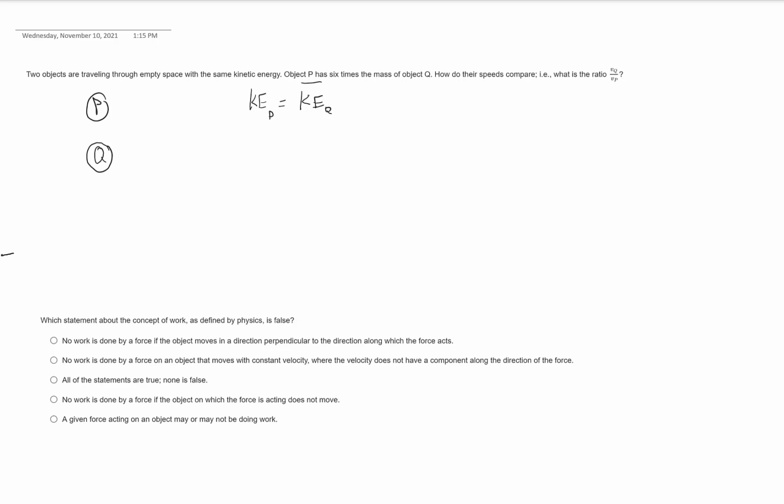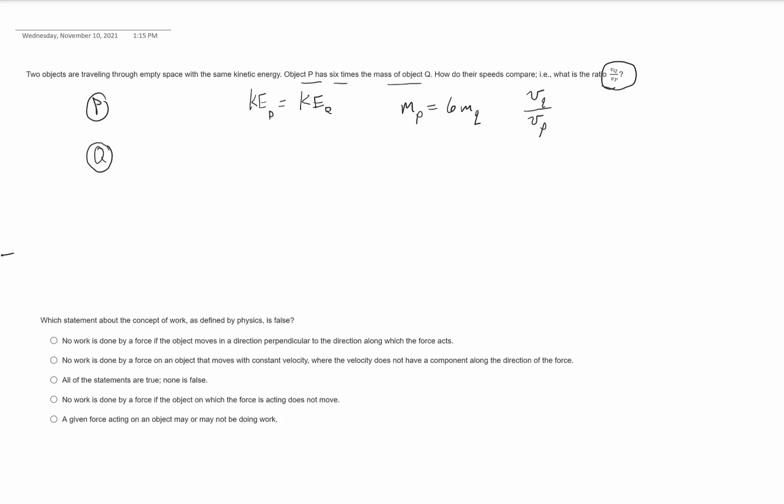Object P has 6 times the mass of Q. So the mass of P is equal to 6 times the mass of Q. What's the ratio? We want to know VQ to VP.